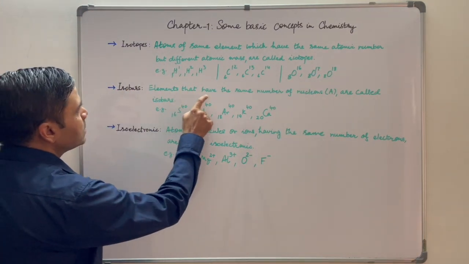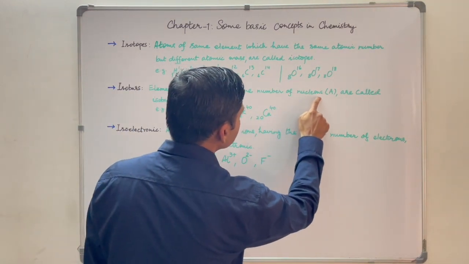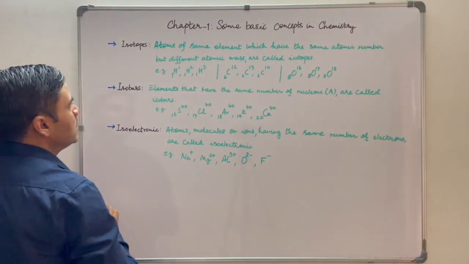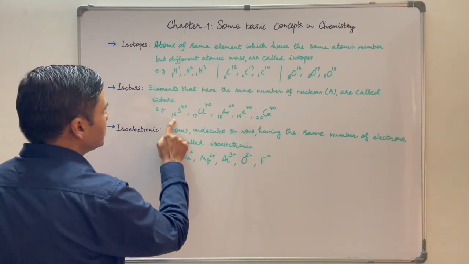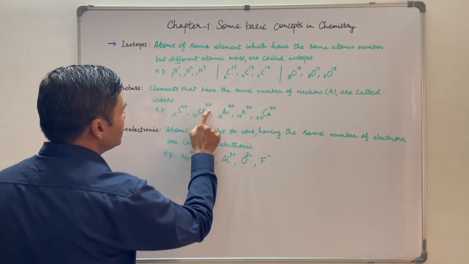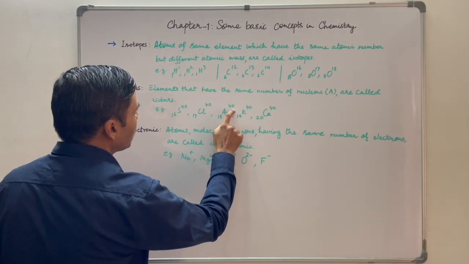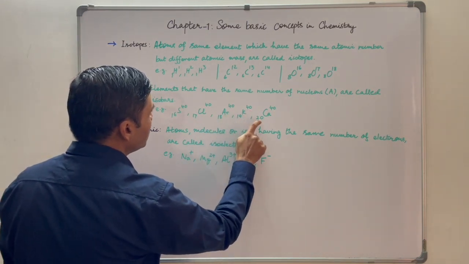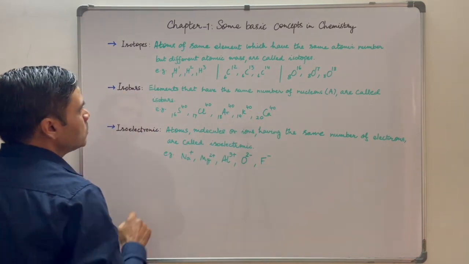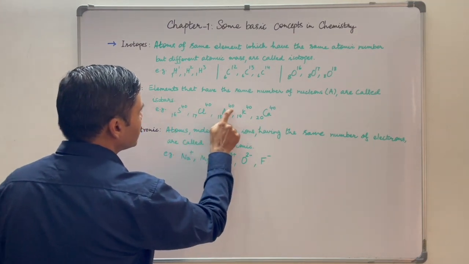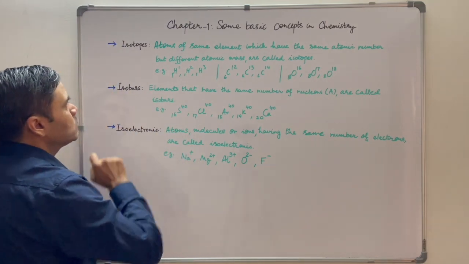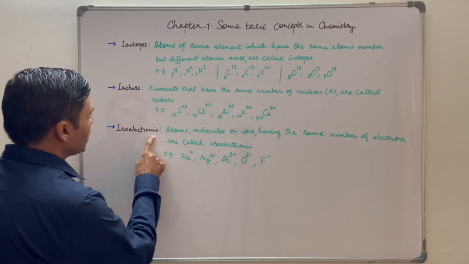Isobars. Elements that have the same number of nucleons are called isobars, means they have the same atomic mass. For example, 16S40, 17Cl40, 18Ar40, 19K40, 20Ca40. So you notice here they are different elements having the same mass number. So they are isobars.